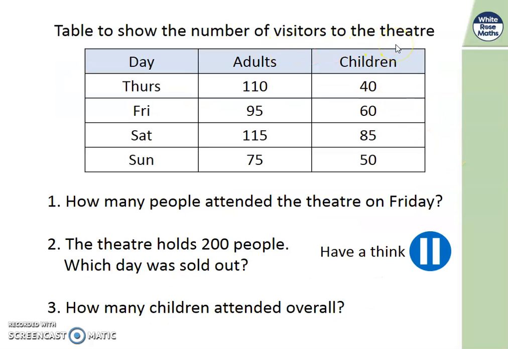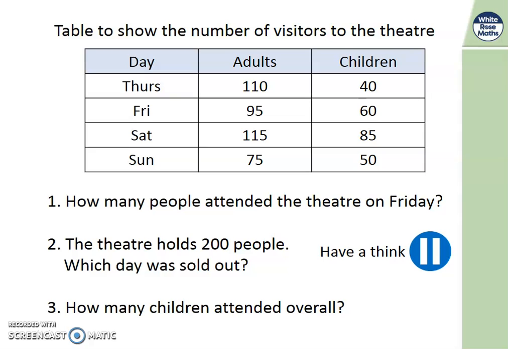This table shows the number of visitors to the theatre. That's adults and children. Down here we've got the days of the week. How many people attended the theatre on Friday? The theatre holds 200 people. Remember, people means children and adults. Which day was sold out? And number 3, how many children attended overall? Pause the video and see if you can work it out.